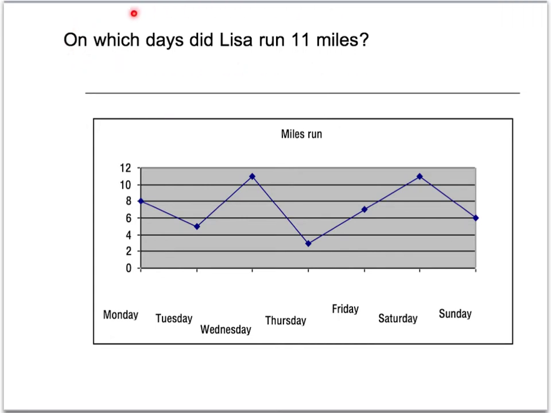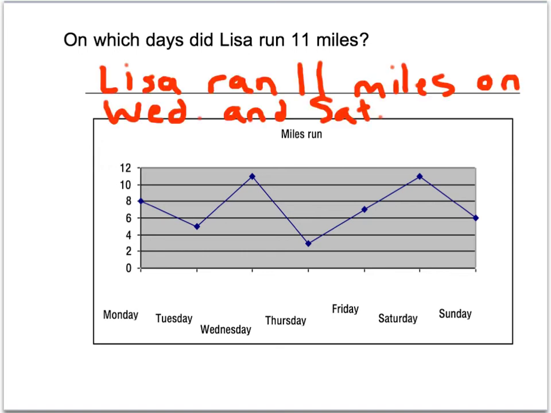On which days did Lisa run 11 miles? Would you have answered Wednesday and Saturday? I would have looked over here for 11, come back on across, and I see it occurred on 2 days. They did clue us in by putting an S right there. What's a complete sentence that you could have said to answer this question? I did abbreviate it, but I wrote Lisa ran 11 miles on Wednesday and Saturday.